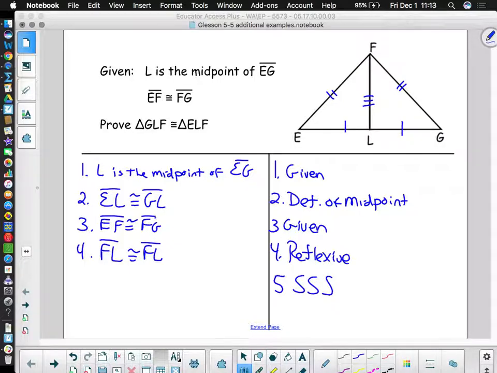Now I got to make sure I'm getting the congruence statement in the correct order, because everything is right here, but I got to make sure that I state the congruent triangles in the correct order. The safest way to do that is to look at what we're trying to prove here and just copy whatever order was there. Triangle GLF is congruent to triangle ELF.